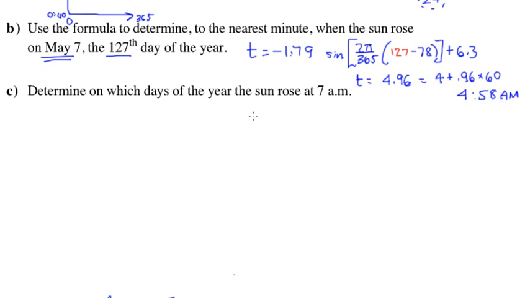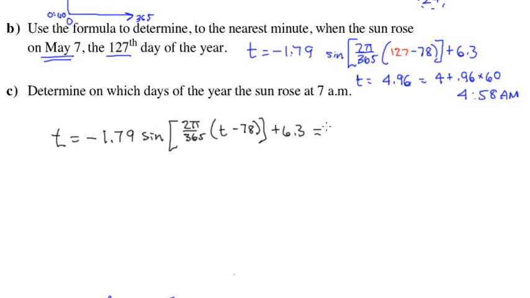Okay, so we have our sunrise formula, which says the sunrise time is minus 1.79 sine of 2 pi over 365 times an unknown t minus 78, plus 6.3, and we want that to come out to 7 on the nose. So we have to solve this for t.